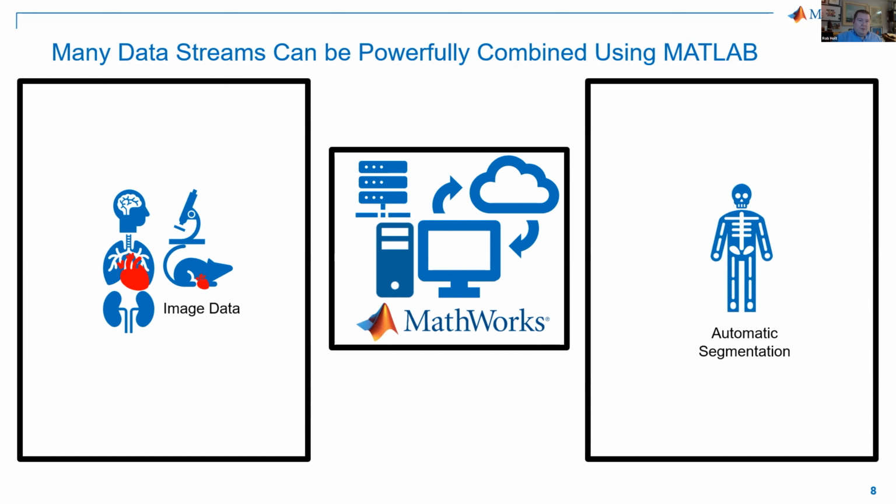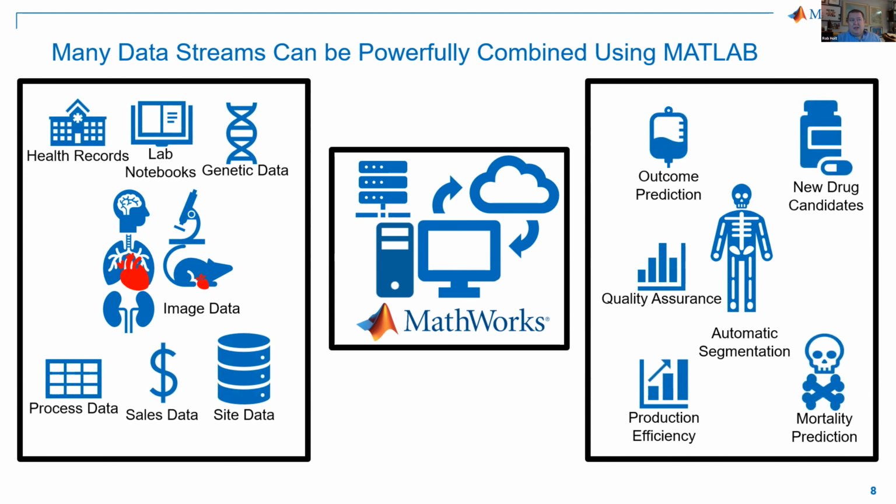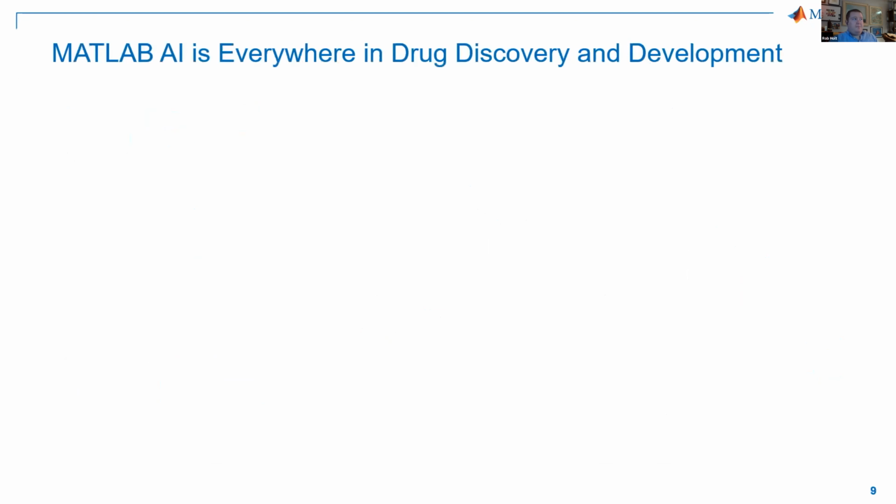But since MATLAB supports all these different data types, you can read in all of this different kinds of data, run it through a network, and get all kinds of different outputs that are supported by all of these different data types to which we have access. And we find that people are using AI, for example, in drug discovery and development.